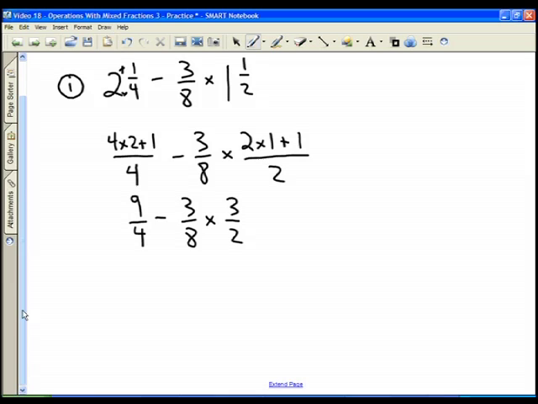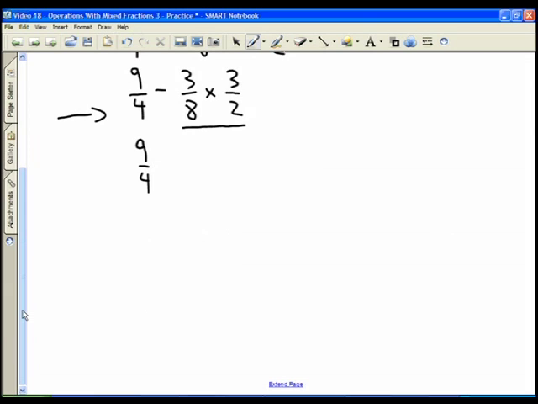And so we've converted to improper fractions, and now we have to do our order of operations from left to right. So we're going to do our multiplication here first. 9/4 minus, and when we multiply fractions, remember we multiply straight across the top and straight across the bottom, so we'll get 9/16.